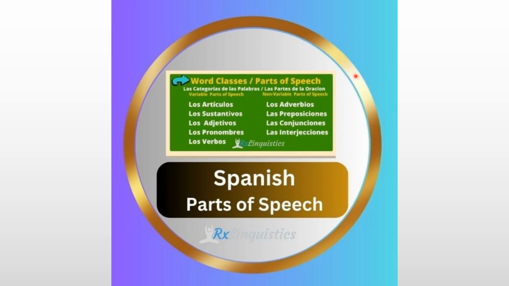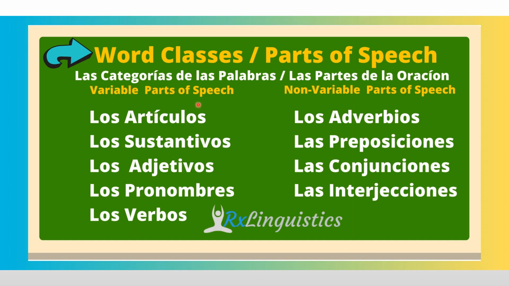So, part of the Spanish grammar, the first part is parts of speech. You will be covering this. You will learn the articles, the nouns, adjectives, pronouns, verbs, adverbs, prepositions, conjunctions, and interjections. Those are 9 parts of speech, but I group them under 6 lessons.